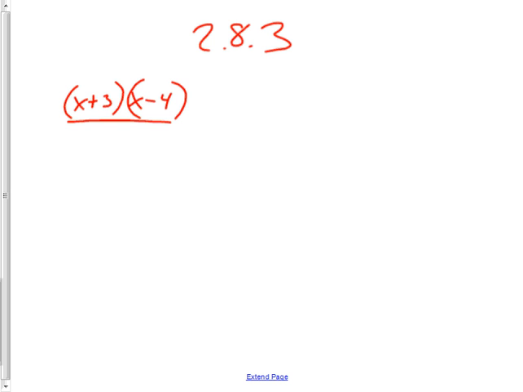Okay, so it's 2.8.3. But I want to start by looking back before we get into the new stuff. The new stuff is about rational equations like this, and setting those greater than or equal to 0. But before we get into that, I'd like to talk about the old stuff.